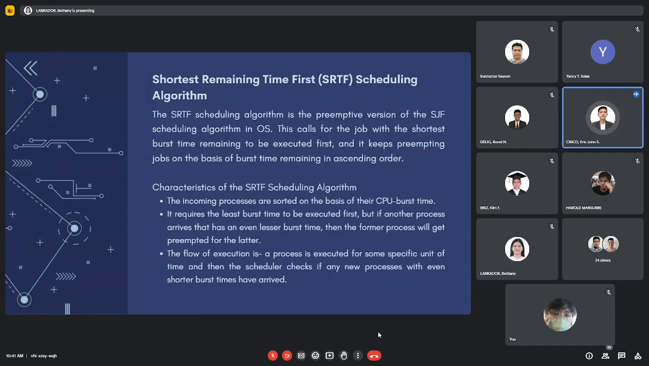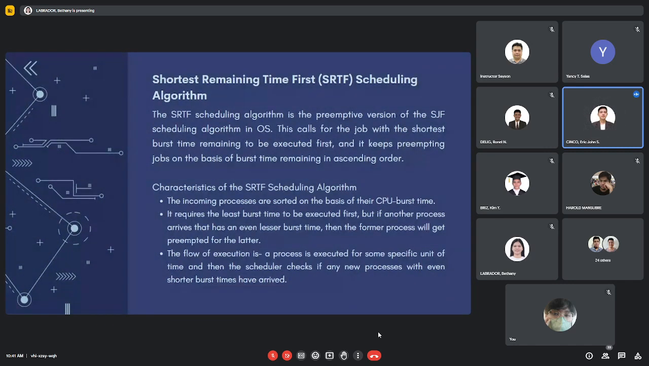So again, preemptive means that the operating system can stop or interrupt a running process before it completes its execution. Preemptive scheduling allows the operating system to interrupt the currently executing process and allocate the CPU to another process with a higher priority.